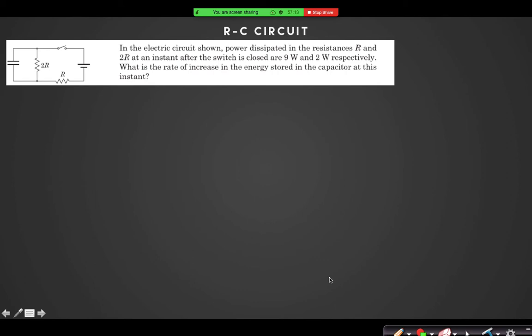In this circuit, power dissipated in the resistance R and 2R at any instant after the switch is closed are 9 watt and 2 watt. What is the rate of increase in energy stored at this particular instant? Sir, 4 watt. For what? Huh? Yes, it may be answered.